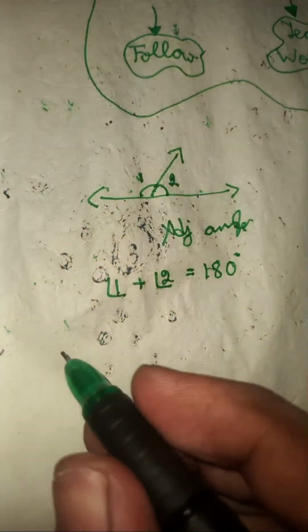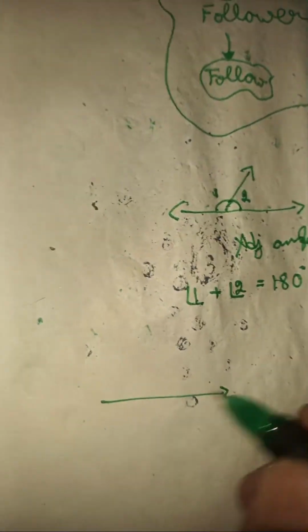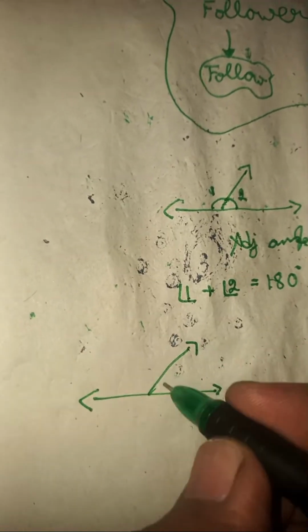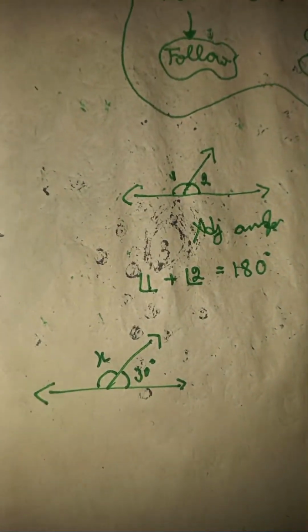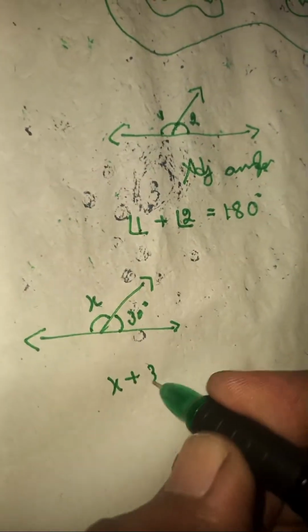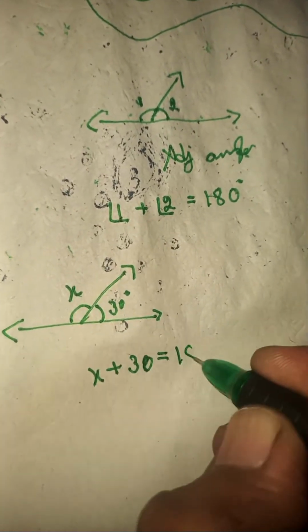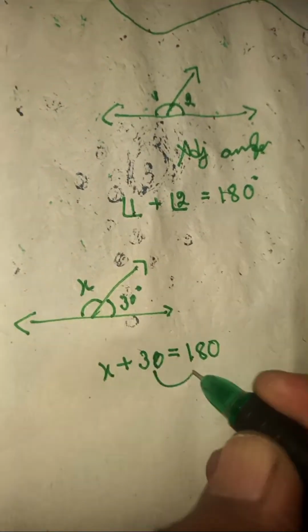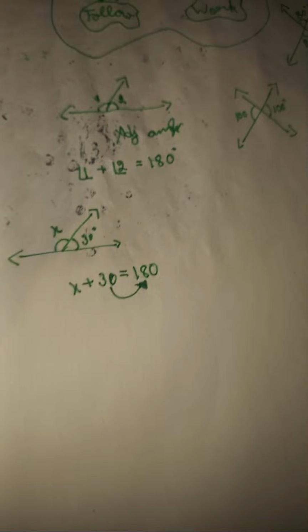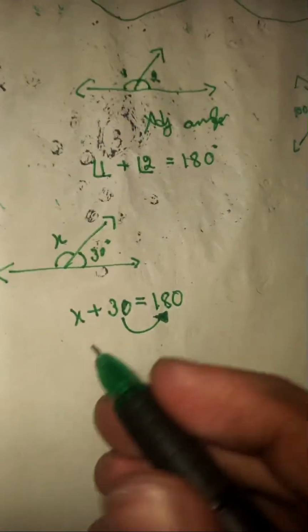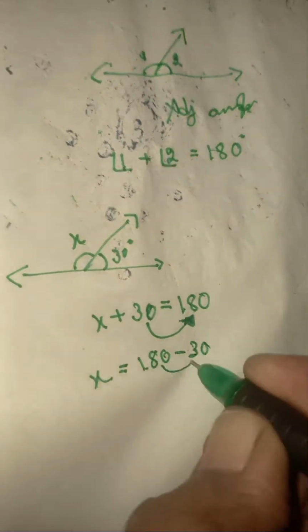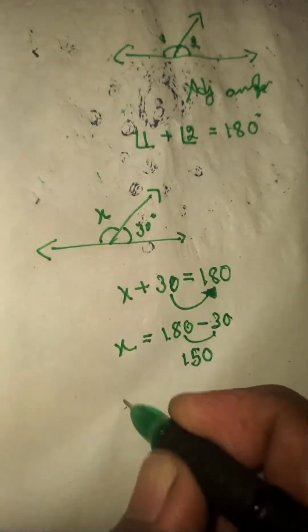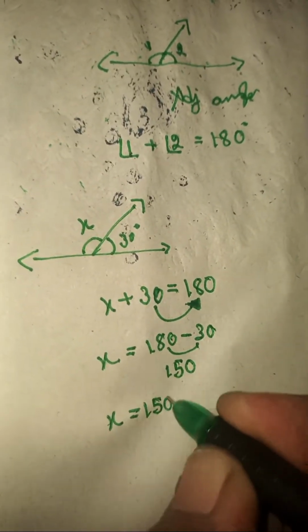And if you take another one, see this one, they're going to ask: this angle is equal to 30 degrees, what is the angle called x? Now you can do it easily, because x plus 30 degrees is going to become 180 degrees. Now if you send this 30 to that side, it's going to become minus 30. So x equals 180 minus 30. Now 180 minus 30 becomes 150. So x equals 150 degrees.